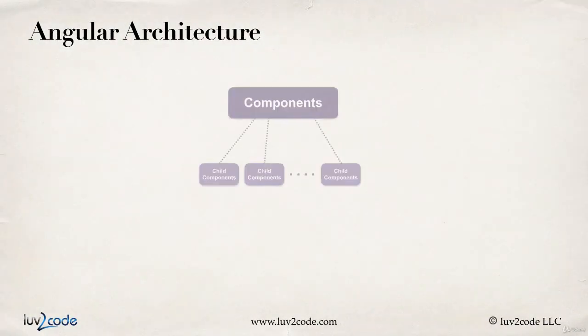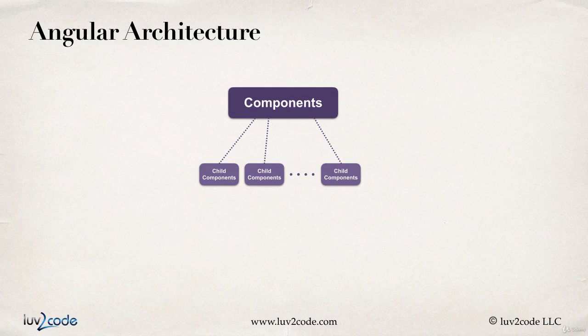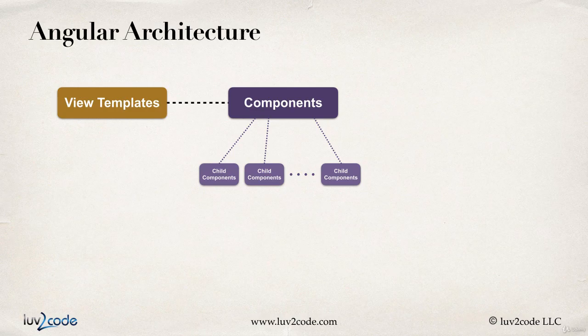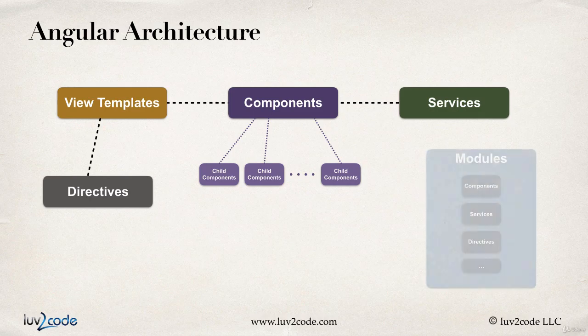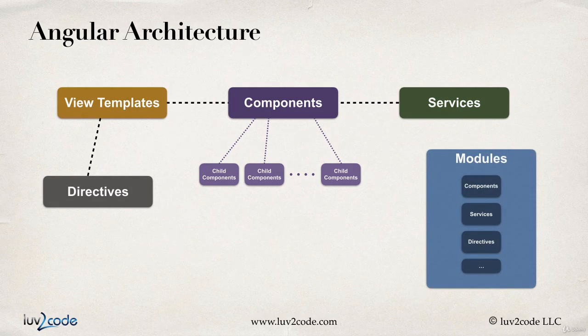Looking at the Angular architecture, as I mentioned, it's a component-based framework, so you can have parent components and child components. These components can also make use of view templates. And you can also make use of directives to customize the behavior of your view templates. There's also services you can create. These are client-side code written in TypeScript. And also there are modules, basically a collection of related components, services, directives, and so on.